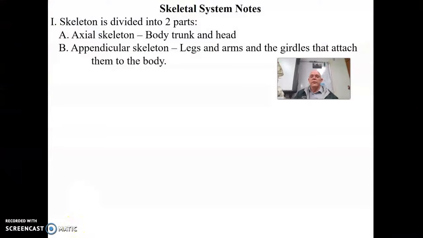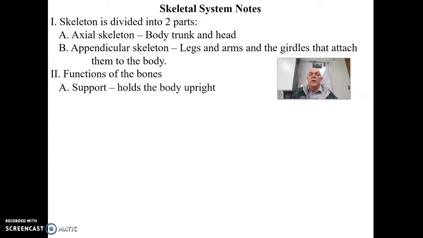All right, so next thing after that is, what are the functions of your bones? What do they do for your body? Okay, well, some of the things are fairly obvious, so we'll do those first. Support. Your bones are what hold you upright.